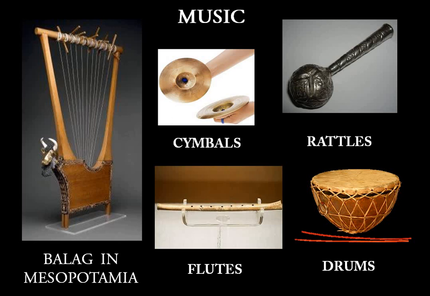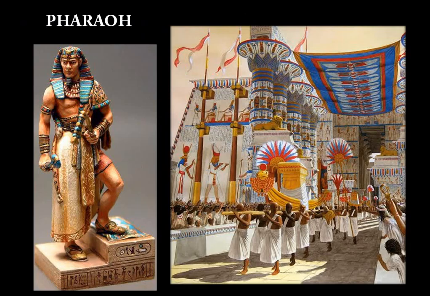Music and dance were also very important in early civilizations. They were an essential part of celebrating a festival. Ancient people used many types of musical instruments. In Mesopotamia, a stringed instrument known as balag was very popular. Besides, instruments like cymbals, rattles, flutes, drums, etc. were also played. The Egyptian kings were known as pharaohs.